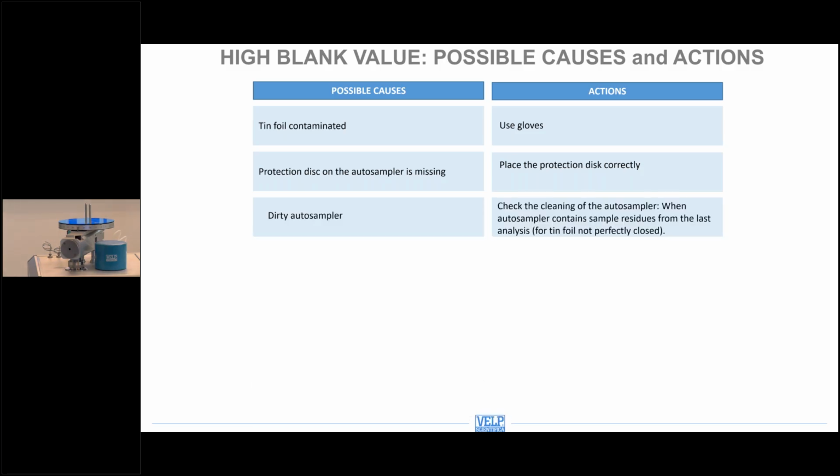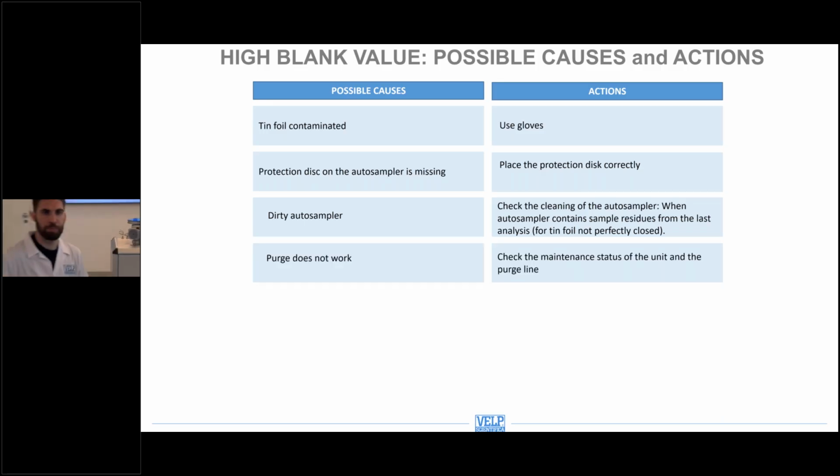The third case is that the autosampler is dirty. The autosampler can get dirty when the tinfoil from the previous analysis wasn't closed properly. So some sample could escape from the tinfoil and remain inside the autosampler. So when you perform an analysis of the blank, the dirtiness will arrive into the combustion reactor together with the tinfoil, and you will get a nitrogen peak at the end of the analysis.